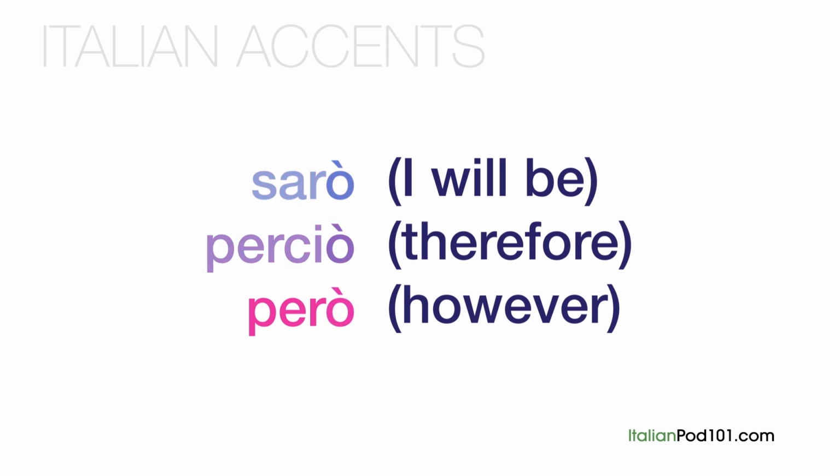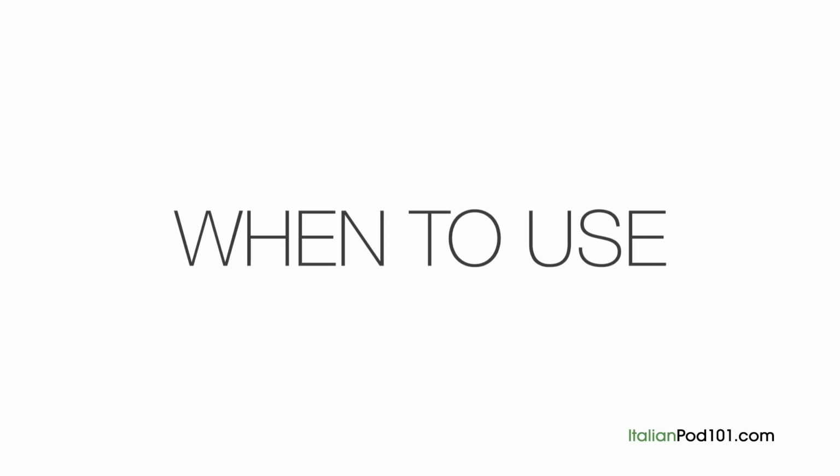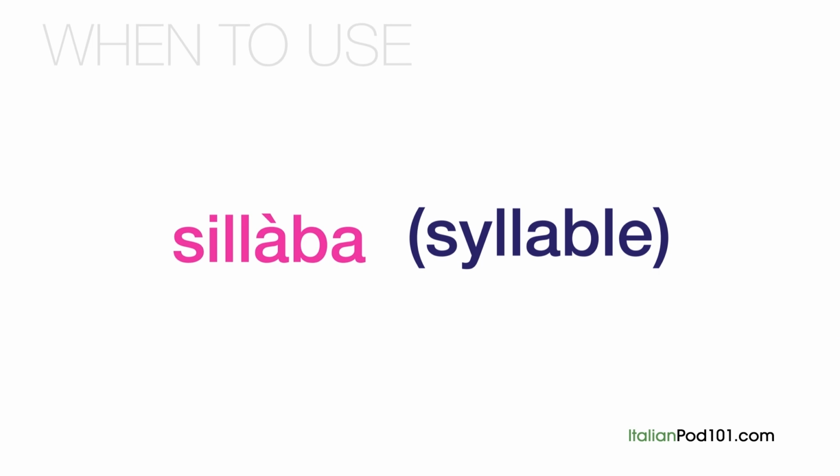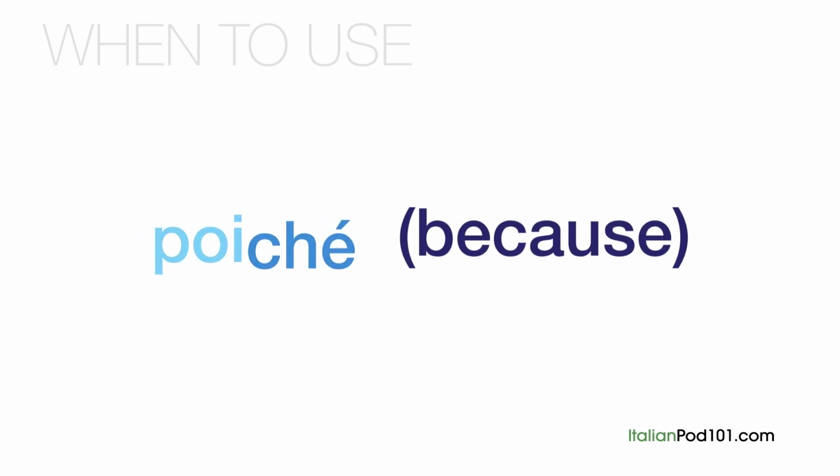sarò, perciò, però. This is identical to the O in the word ought. Accented vowels can be written anywhere where a syllable needs to be stressed. For example, sillaba, the accented A indicates that the second syllable needs to be stressed. Here's another one. poiché. As indicated by the accent, the last syllable should be stressed.